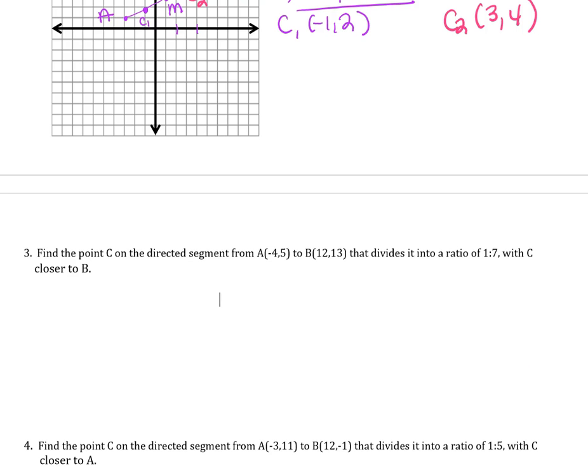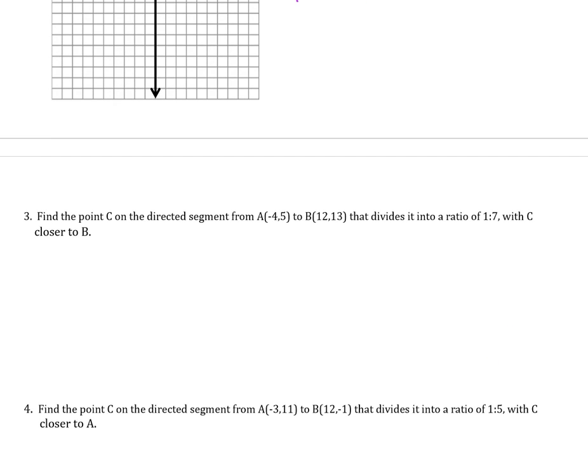All right, so let's move on to question 3. Find point C on the directed segment from A to B that divides a segment in a ratio of 1 to 7, with C being closer to B. All right, so A, if I had to plot it on the grid, an invisible XY axis would be roughly over here. Because then it's negative 4, 5. B would be way over here at 12, up here at 13. So there's my directed line segment.